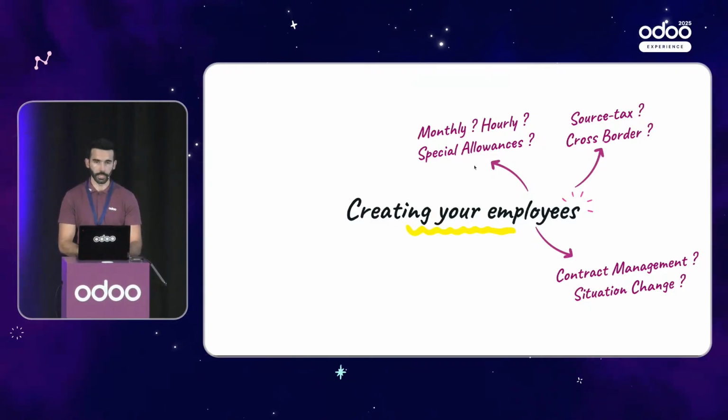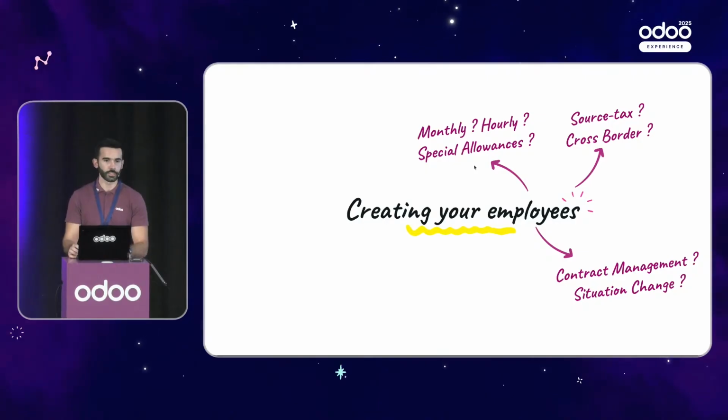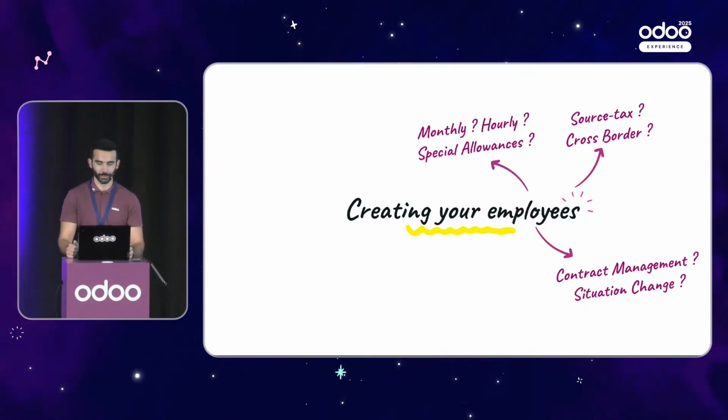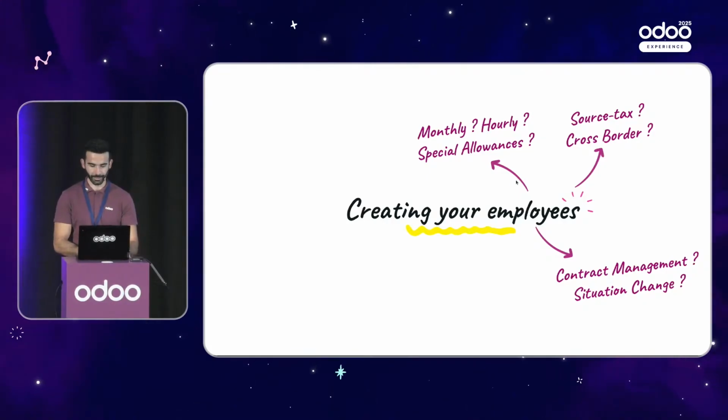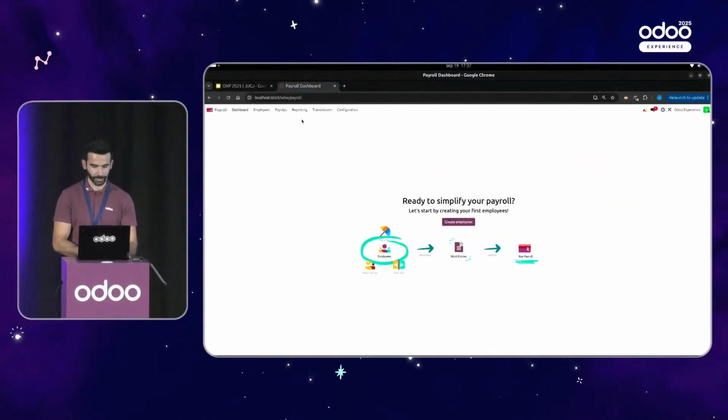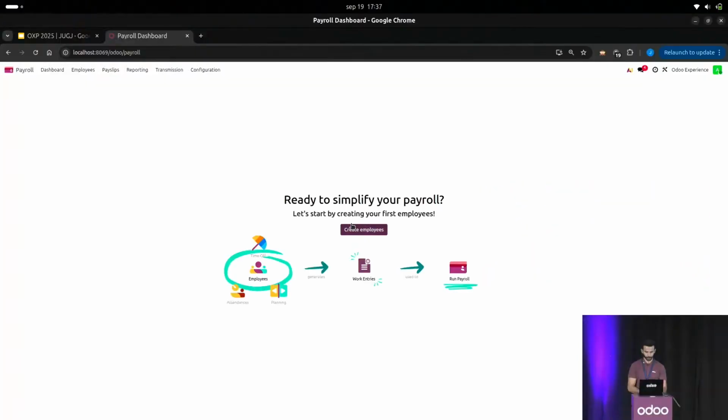So I like to always make one simple example: a monthly employee, fixed wage, nothing going on, Swiss nationality, no source tax, and one tough one where he lives in France, is cross-border, and has a weird situation with hourly salary, and make it as complicated as possible. So let's start with the first one.